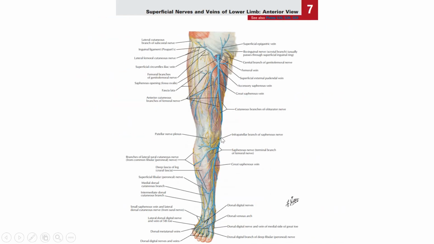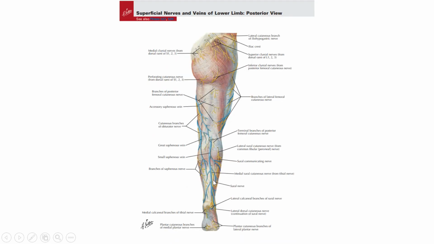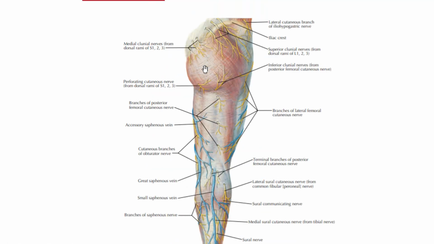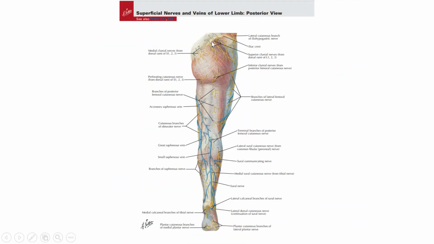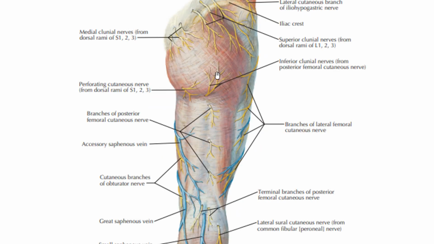And beside that we have the saphenous nerve all around. Then on the posterior aspect, in the buttock region, we have superior cluneal nerves, medial cluneal nerves, and inferior cluneal nerves, because the buttock is supplied from three sides: from the superior aspect, from the medial aspect, and from inferior. So superior cluneal nerves, medial cluneal nerves, and inferior cluneal nerves.